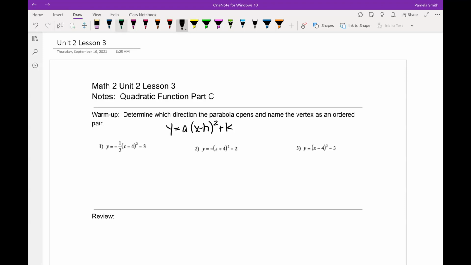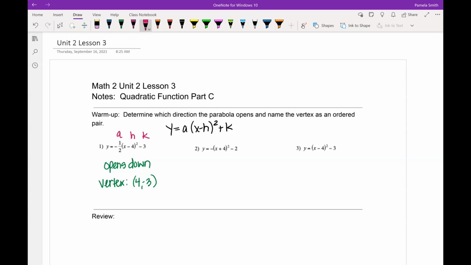So for number 1, y equals negative 1/2 times the quantity x minus 4 squared minus 3. Which direction is this one going to open? Is this going to open up or down? Down. The negative 1/2 means this is going to open down. And what is going to be my vertex? 4, negative 3. Because there's my A, my H, and my K in that equation.